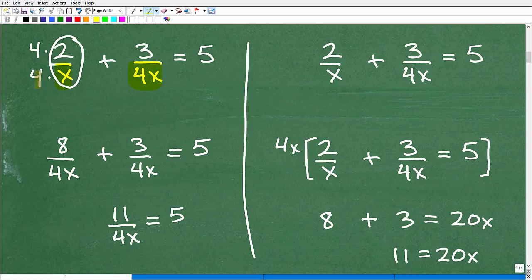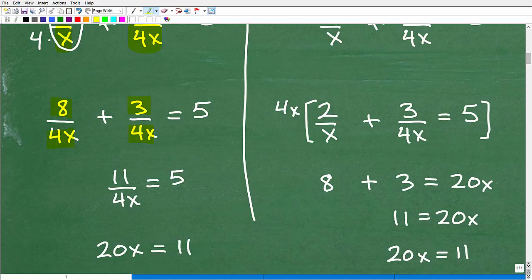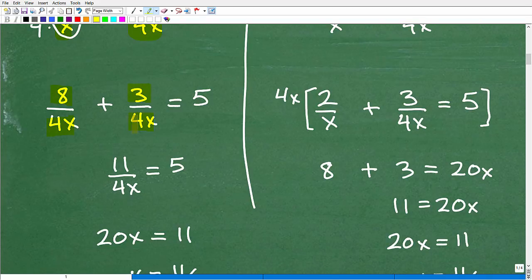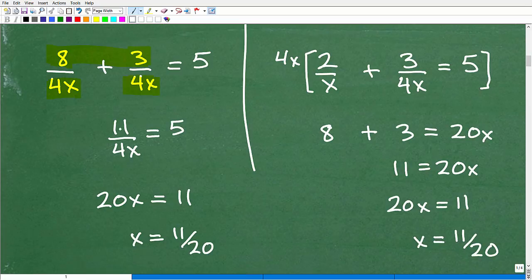So 4 times x is 4x, 4 times 2 is 8. And of course I have 3 over 4x here. And now I can simply go ahead and add these fractions, or these rational expressions rather. So same denominator, okay, so now I just add the numerators. Again, I'm assuming that you know how to work with basic fractions. So 8 plus 3 is 11, and that's going to be over 4x, okay? So now we have taken this equation down to this stage. 11 over 4x is equal to 5.